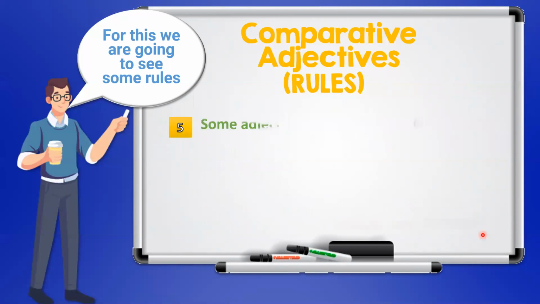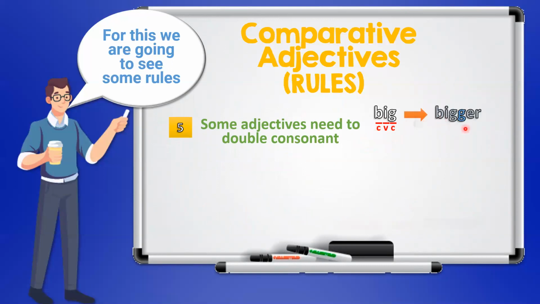In the rule number 5, we have some adjectives need to double the consonant. Big, it ends in a consonant, before a vowel and before a consonant, it is bigger. Hot, consonant, vowel, consonant, hotter.